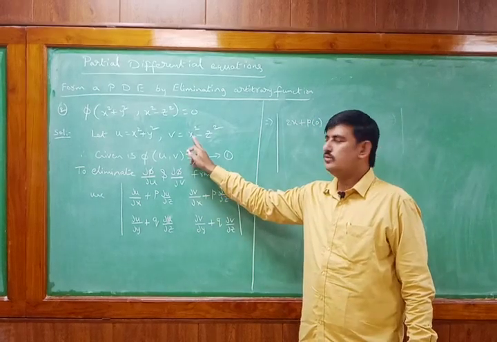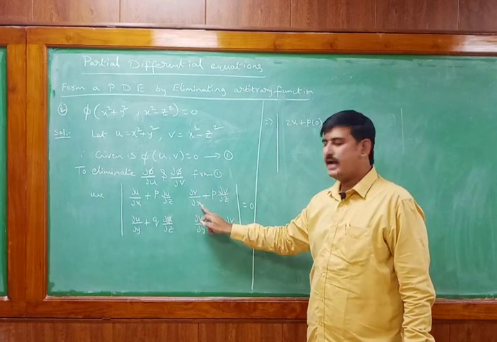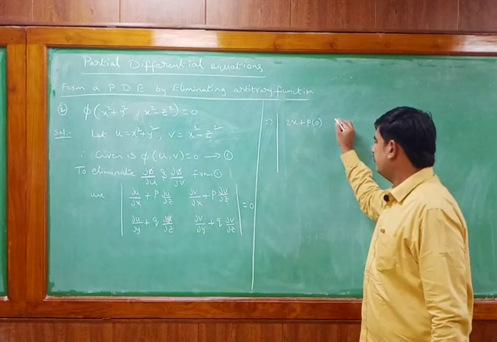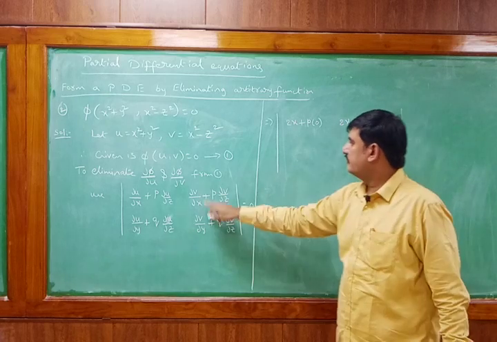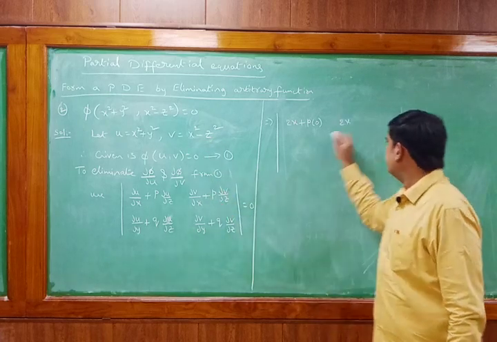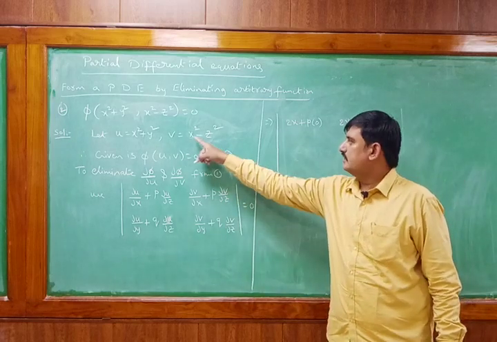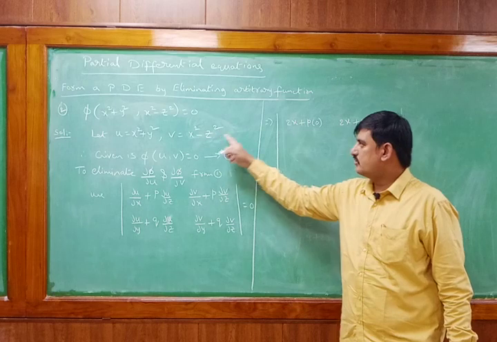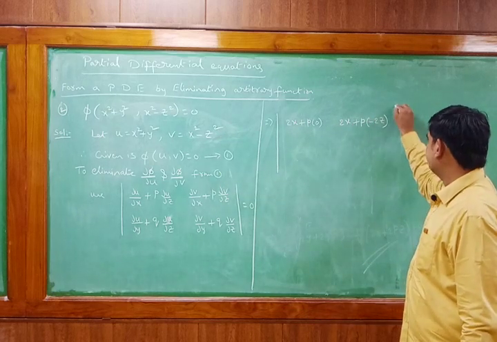What is my v value? v = x square minus z square. Differentiate v with respect to x partially. So what do I get here? With respect to x, it becomes 2x plus p into dou v by dou z. There is no z here, 0. Z square becomes 2z, so it becomes minus 2z.